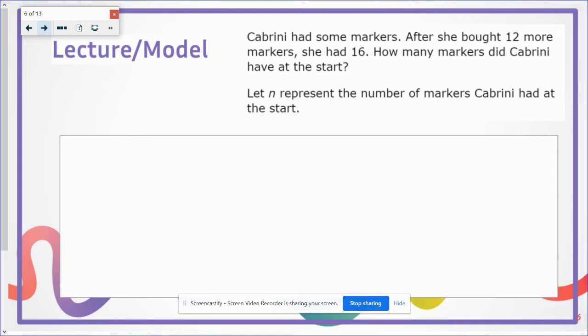Cabrini had some markers. After she bought 12 more, she had 16. How many markers did Cabrini have at the start? Let M represent the number of markers Cabrini had at the start. All right, so our starting point here is M. And then she bought 12 more. So M plus 12 more, and that's going to equal our total of 16.